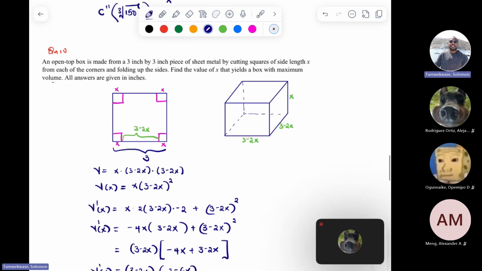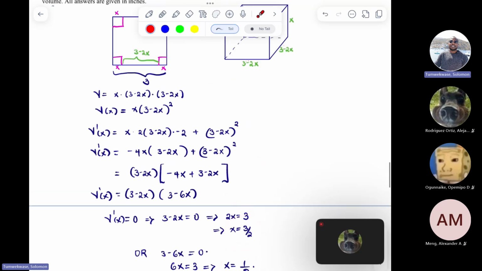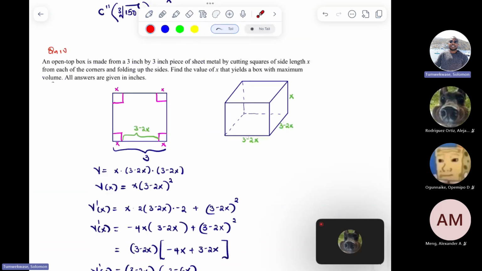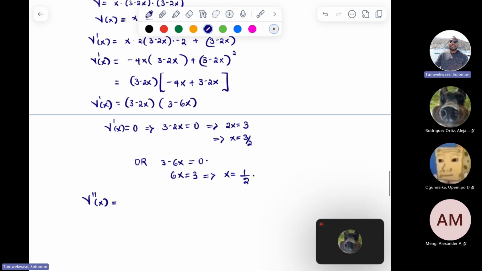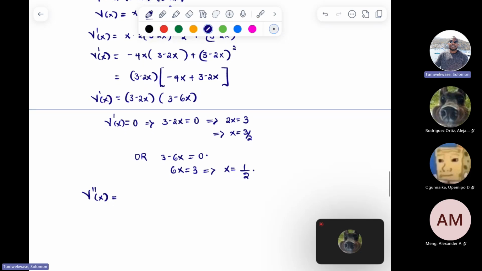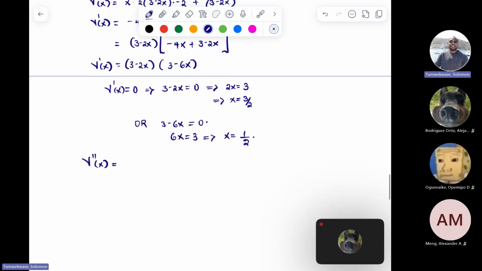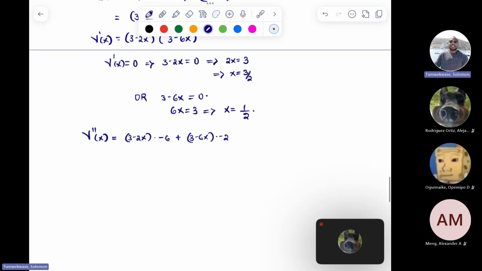Now, this is a perfect example of what we've been talking about. We have two critical points, they are both positive, so we need to check which one of those gives a maximum volume. So we take the second derivative of this function once again. So I'm differentiating this function here, and when I take the derivative by product rule, it is 3 minus 2x times negative 6, then plus 3 minus 6x times negative 2. I hope that is fine.